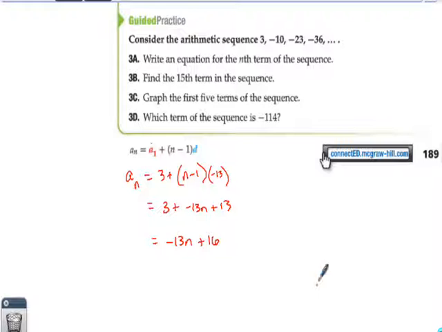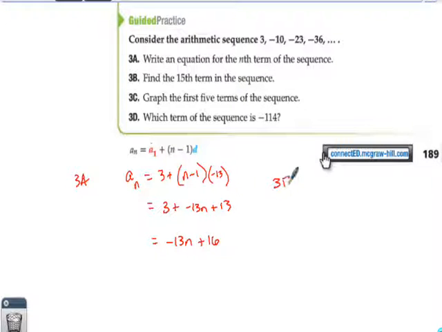Now let's check that and see if it works. For the first term, it's 3. So 1 times negative 13 is negative 13. Negative 13 plus 16 is 3. What about the second term? Negative 13 times 2 is negative 26. Negative 26 plus 16 is negative 10. Looks like we got it. All right, so that's part A.